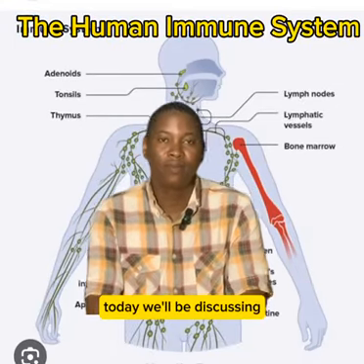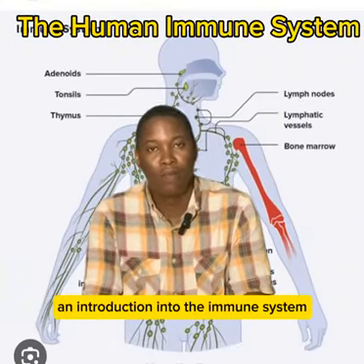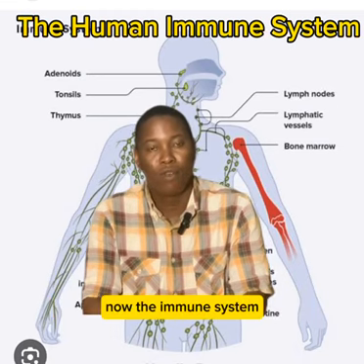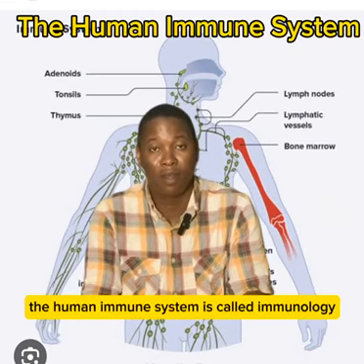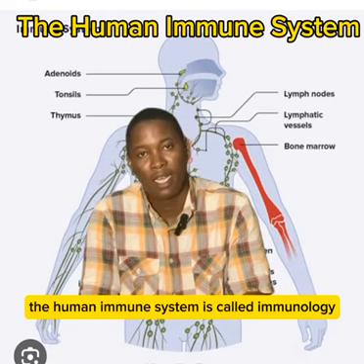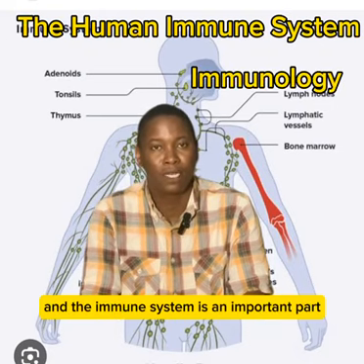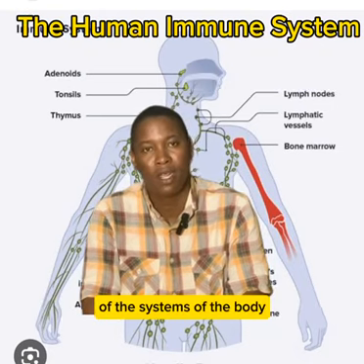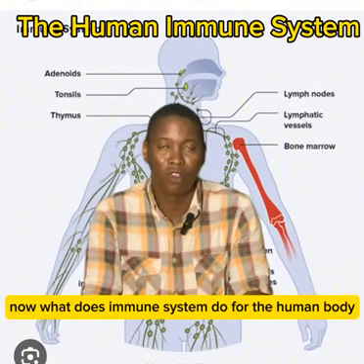Today we'll be discussing an introduction to the immune system. The study of the human immune system is called immunology, and the immune system is an important part of the systems of the body. Now, what does the immune system do for the human body?